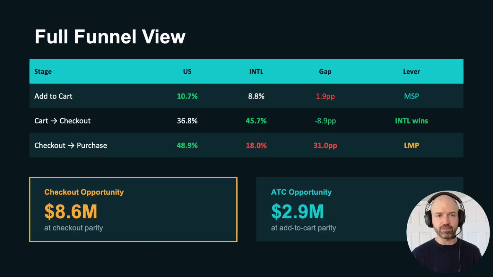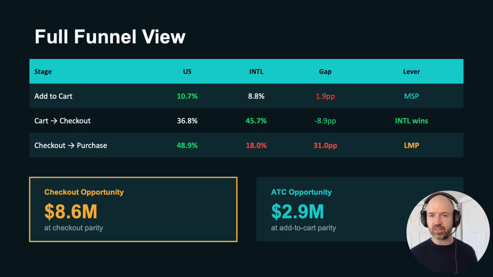Now let's look at the full funnel view. In my columns, I have the percentage of shoppers that ever add anything to the cart, the percentage of those shoppers that move from the cart to the checkout, and then the percentage of shoppers who move from checkout to purchase. In my rows, I have the US, or your domestic market, I have the international markets overall, and then I have the gap between those. So you can see that in the international markets, there's a 1.9 percentage point drop in your add to cart traffic. On the far right, I have the levers.